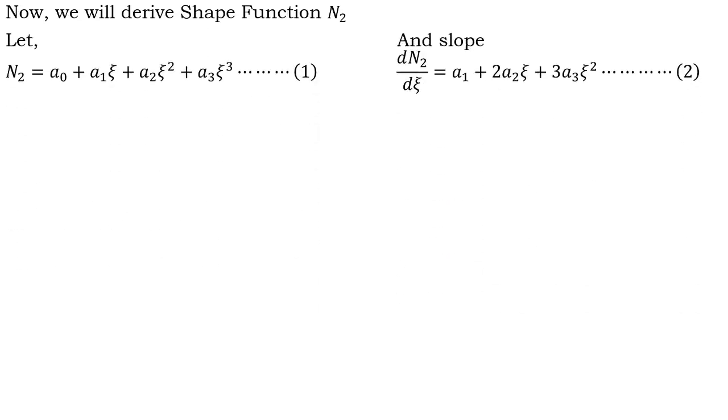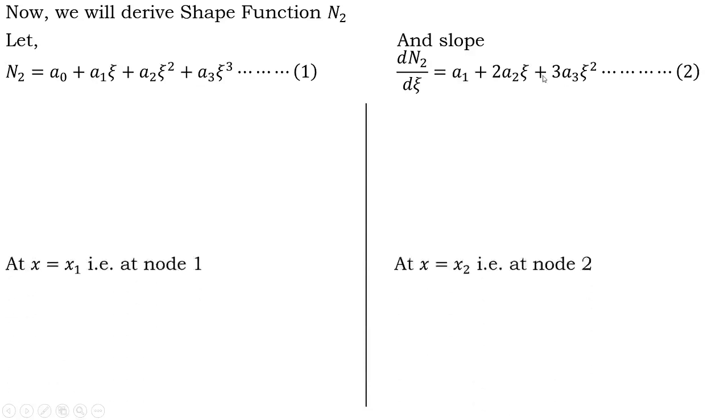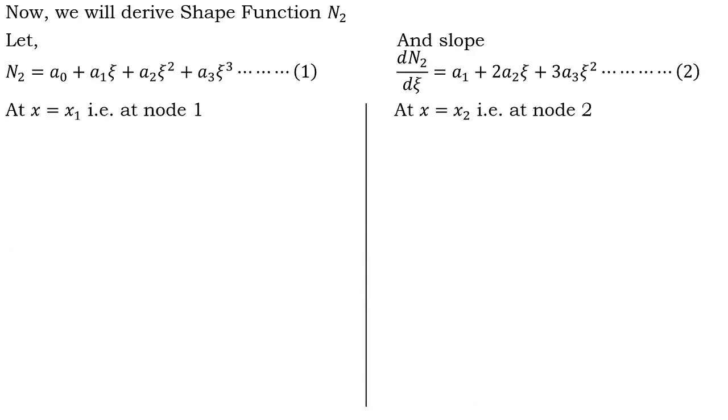For that, once again let us consider n2 in the form of a polynomial function, the same terms we considered previously while deriving n1. Similarly, when I differentiate this n2 with respect to zeta, this is the equation I am going to get. Now I need to once again consider the boundary conditions. Here there is a slight change because I am deriving the shape function n2. Please remember n2 is the shape function related to the slope at node number 1.